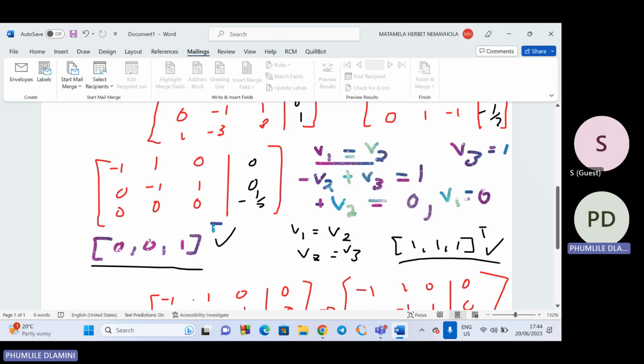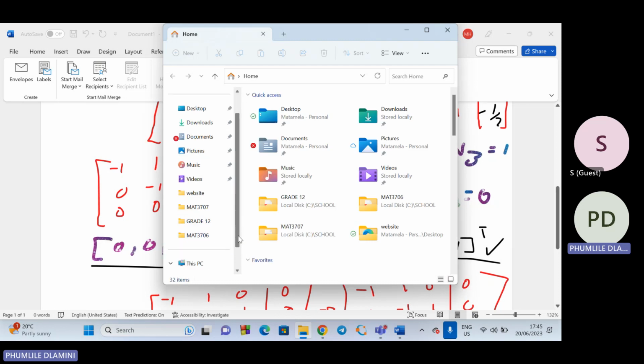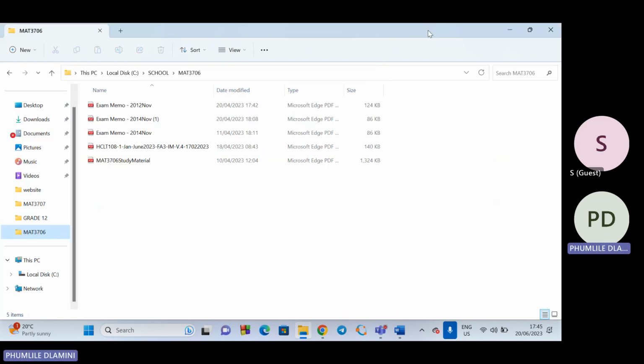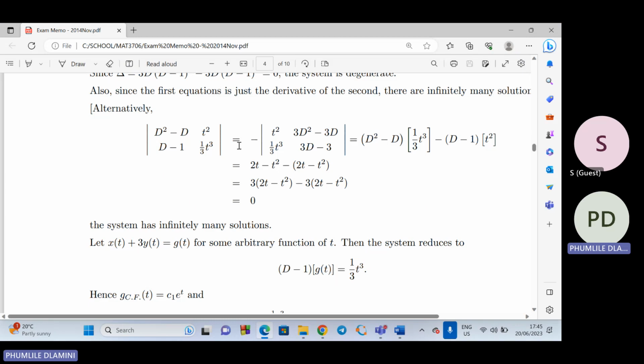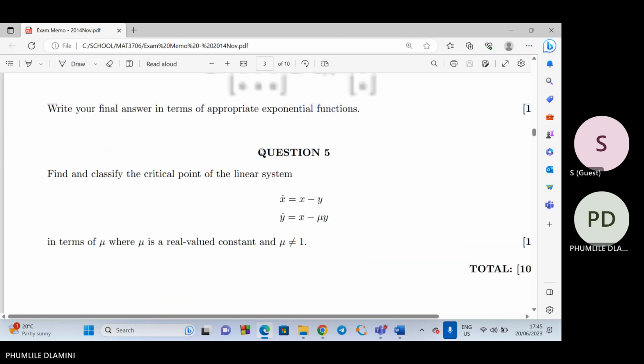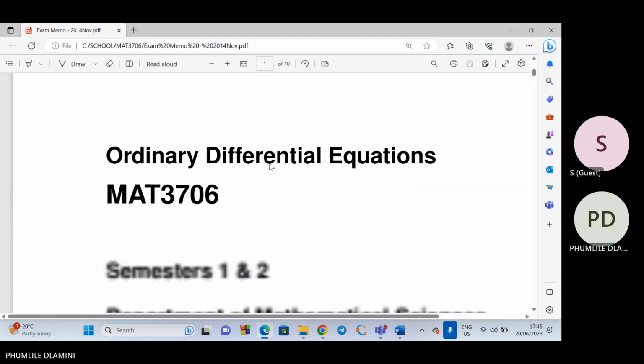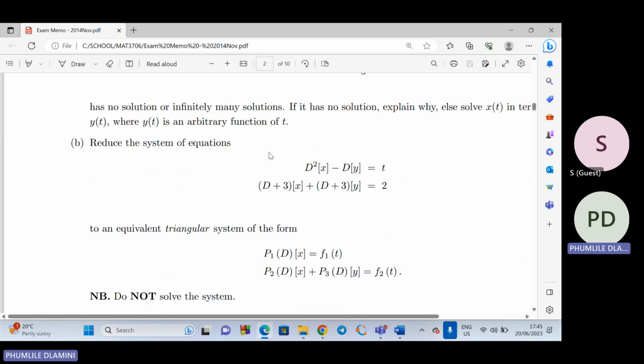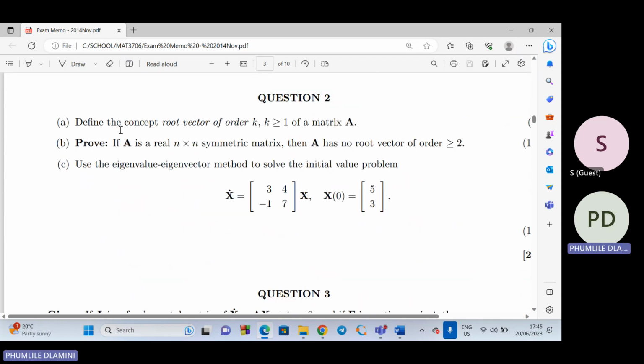So let's try to check some question paper. Maybe we can get one example, but normally when you work it out, it's going to be in the form of a question. It won't really ask straightforwardly this way, but that's how you will apply it in any question. So I'm just going to check if in one of the questions here we have this kind of question. The first one here, determine whether the system has no solution. We've done that before. Define the concept of a root vector. Okay, it's fine.